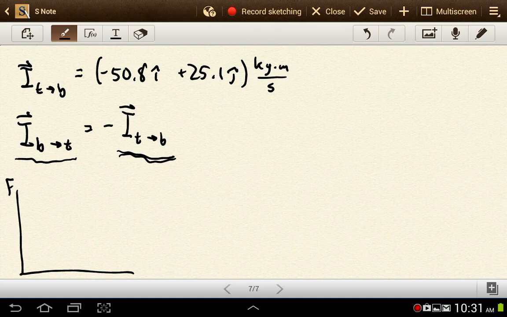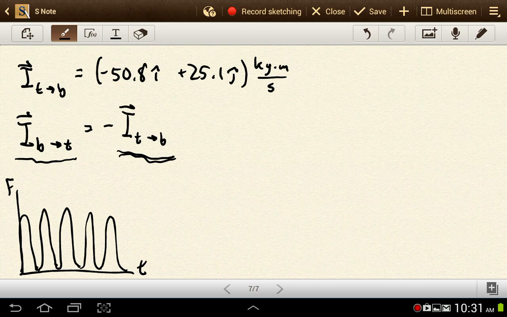Here's a force versus time plot. A bullet hits a tank, boom, okay? And then 1/250th of a second later, another bullet hits the tank, and another bullet, and another bullet, and these all go at the rate of 250 bullets per second. So what we just calculated is essentially the area of one of these humps.